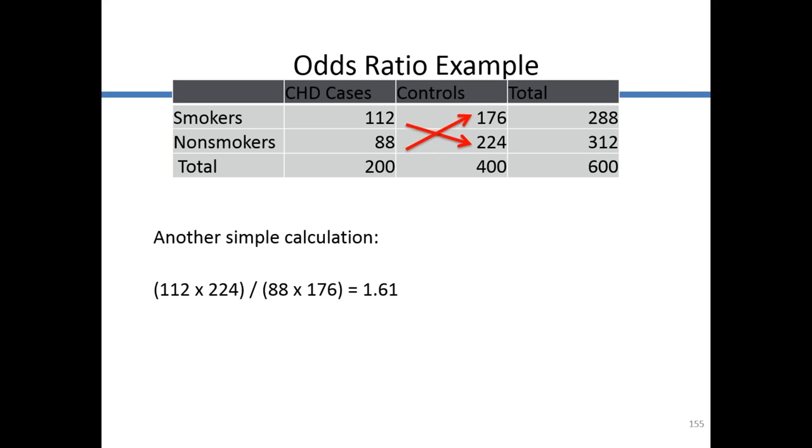And depending on how you do your table, the 88 and the 176 can be reversed, but it makes no difference. The A cell will always be where it is, and the D cell will always be where it is. You can play with that. But 112 times 224 is your numerator. So AD over BC. BC is 88 times 176, and you get the exact same number. It's just fewer calculations, and it's easier to calculate. 1.61. Same thing. Next slide, please.